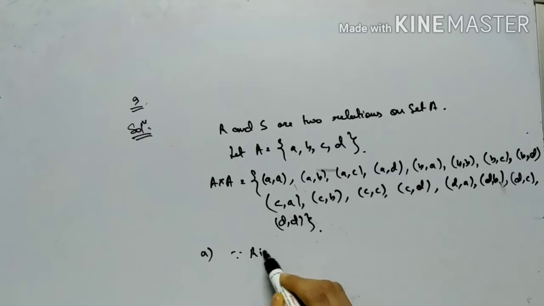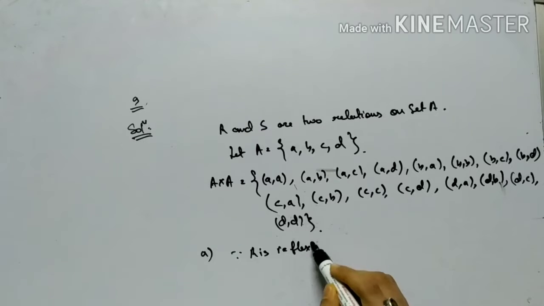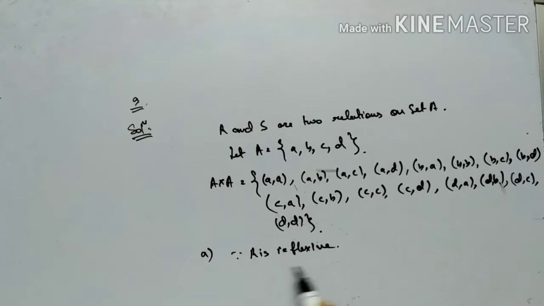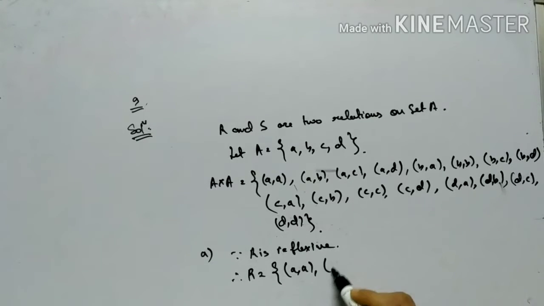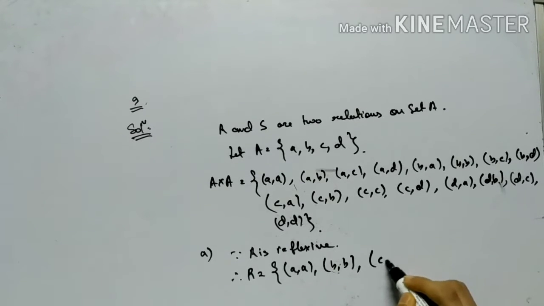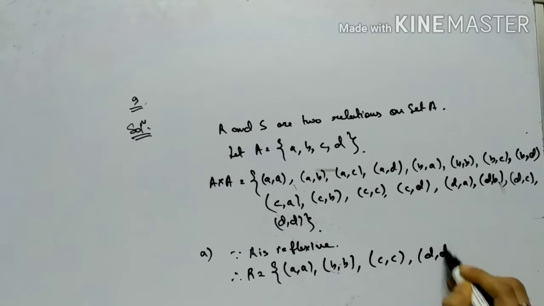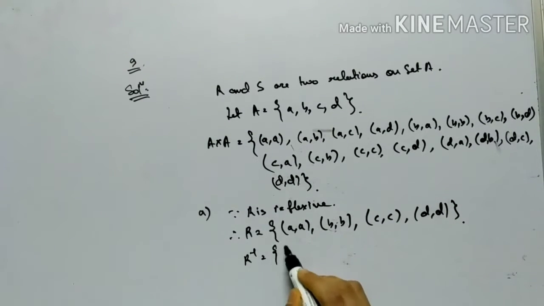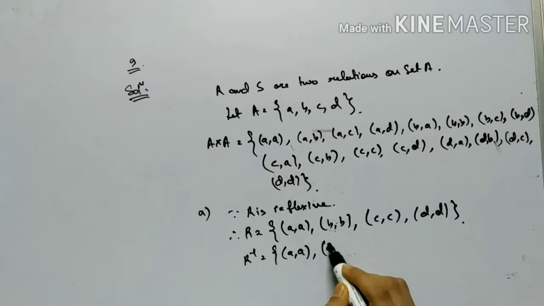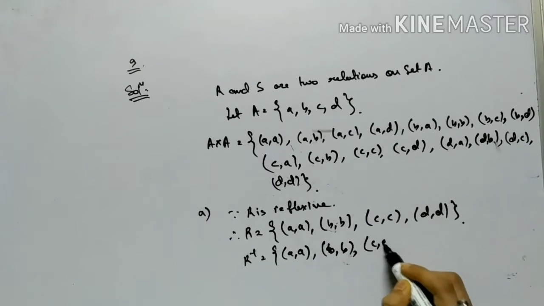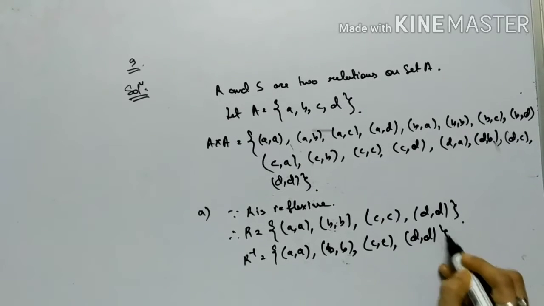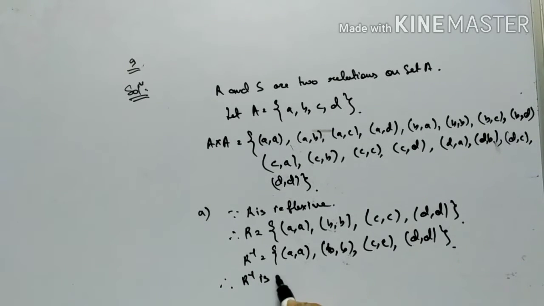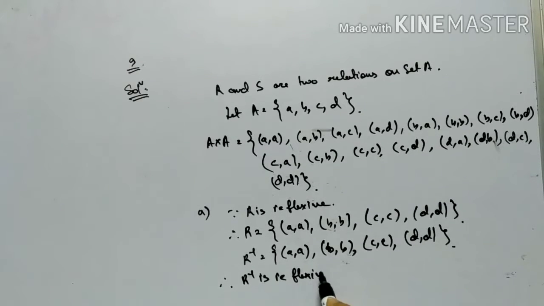Since R is reflexive, therefore R set will be AA, BB, CC, DD. Understand? And its R inverse will be what? R inverse will be the same set only: AA, BB, CC and DD. So therefore I can say that R inverse is reflexive. Yes, R inverse is reflexive.